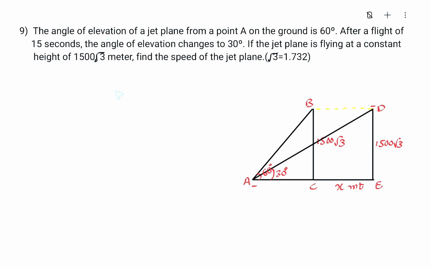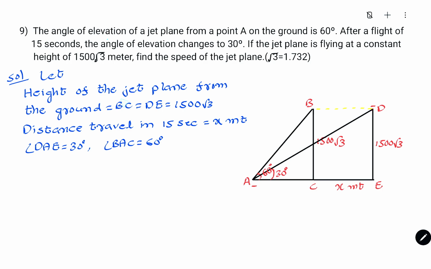Now write the given data. Let the height of the jet plane from the ground BC = DE = 1500√3. Distance traveled in 15 seconds is x meters. Angle DAE is 30 degrees. Angle BAC is 60 degrees.